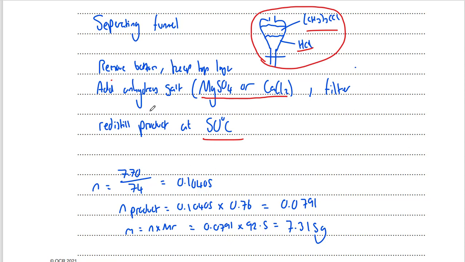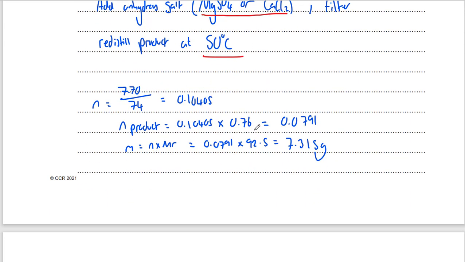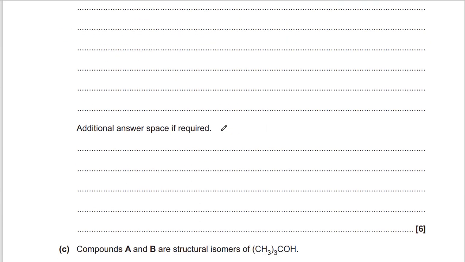So basic run through of the separation funnel and purifying a liquid, and again, this is always the same. It never changes. The purification of a liquid never changes. Okay, and again, mole calculation, very, very basic stuff, nothing too complicated apart from percentage yield. So moving on then.